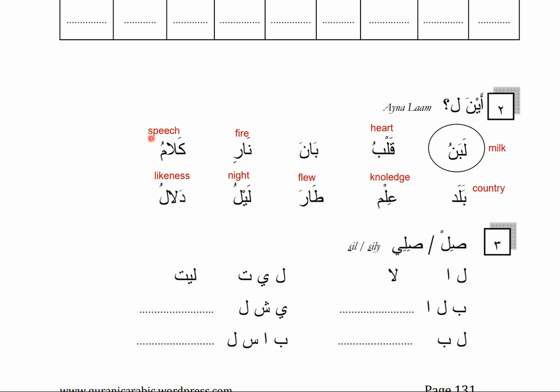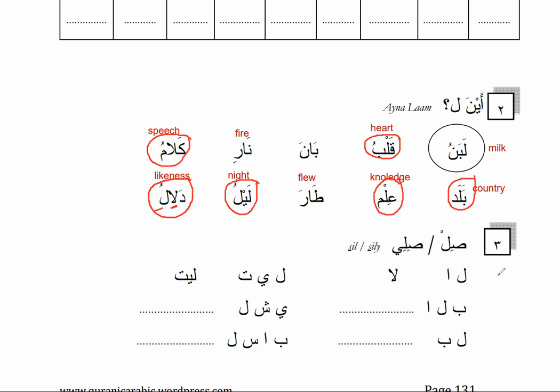Kalam means speech. Balad, yes, lam is in between, and now you need to circle them. Let's circle them. Qalb, yes. Bana, nara, there is no lam. There is lam. Alif, yes. Balad means country. Ilm, yes, we have a lam in between. Tara, no lam. Lay, we have two lams, the first initial and the second at the end. Dalal, there are two lams: lam with alif, and lam as the initial letter.